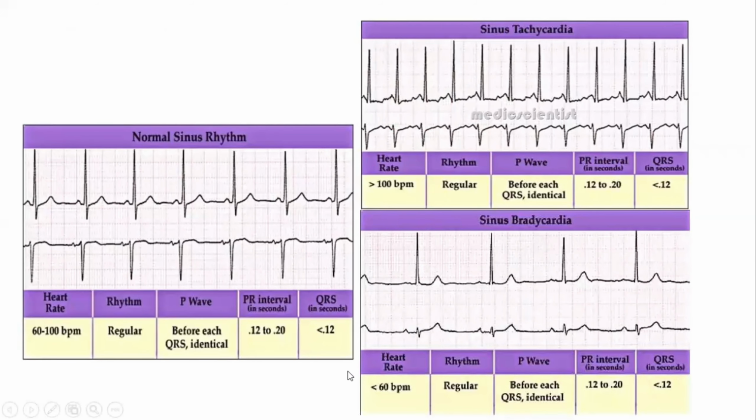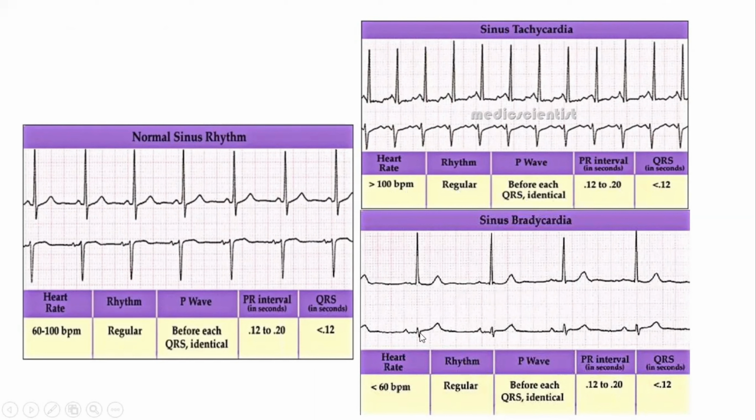So this is normal sinus rhythm. This is sinus tachycardia, where heart rate is more than 100 beats per minute. Rhythm is regular. Before each QRS, one identical P wave is there, and PR interval is 0.12 to 0.20 seconds. QRS is less than 0.12 seconds.